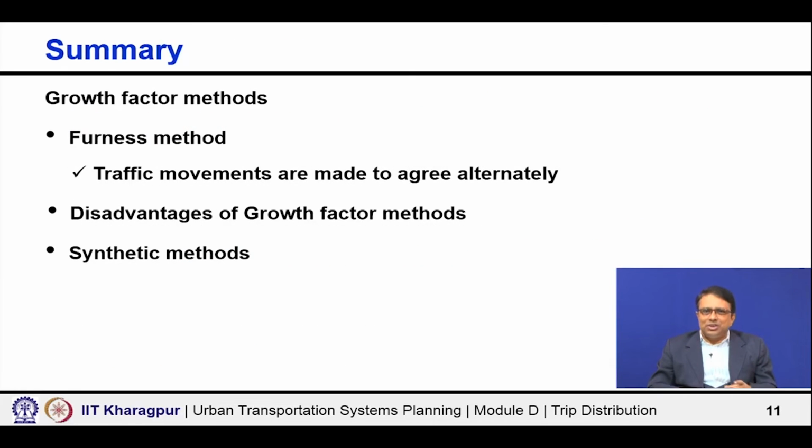So, with this I would say that in this lecture we discussed one more model which is popularly or widely used under the growth factor based method, that is called the Furness method, and how we adjust the cells in the columns and rows to match the column totals and row totals respectively in an iterative manner, and then finally to converge or reach an accuracy level which is acceptable. And with one example also I explained it.